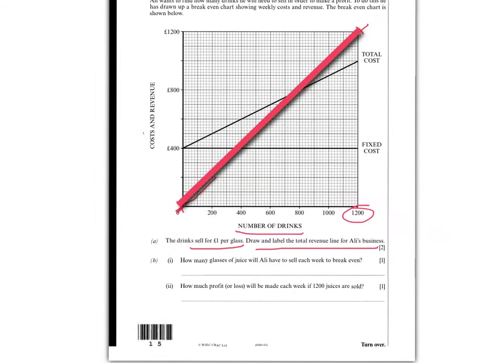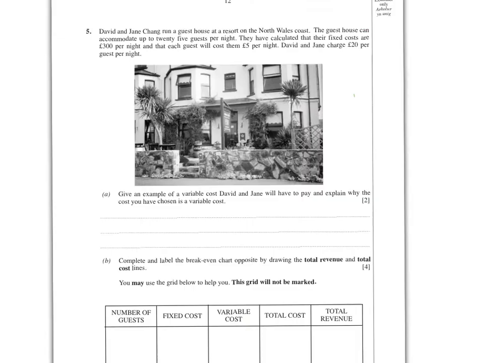Right. How much profit or loss would he be making if he sold 1,200 juices? Right. How can you find that out? At 1,200, his cost will be this amount, which is, I think, 1,000. So his cost will be 1,000, and his revenue will be 1,200. So how much money will he be making in profit? He'll be making £200 profit because his revenue is higher than his cost. His money in is higher than his money out. Okay, we're getting there here.